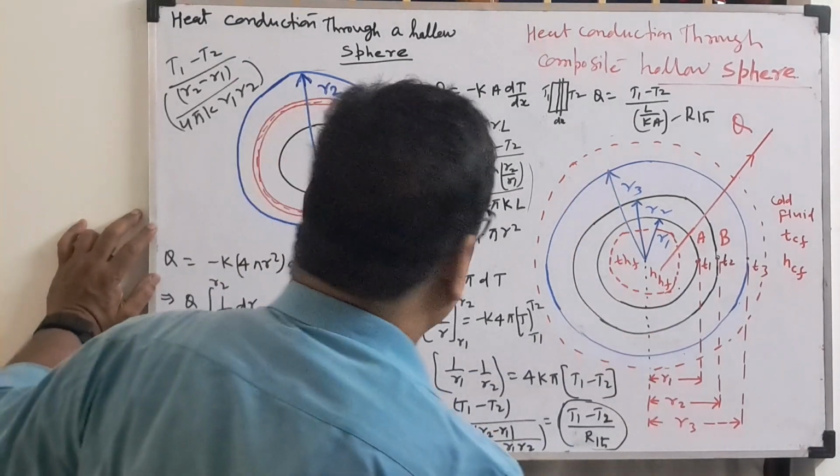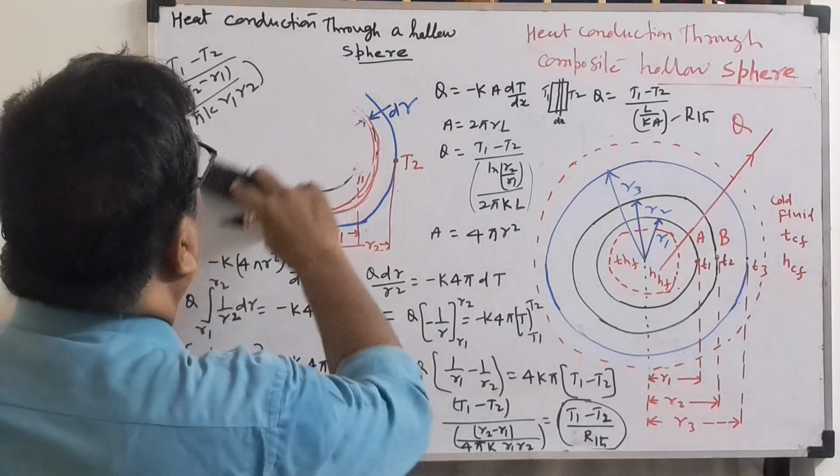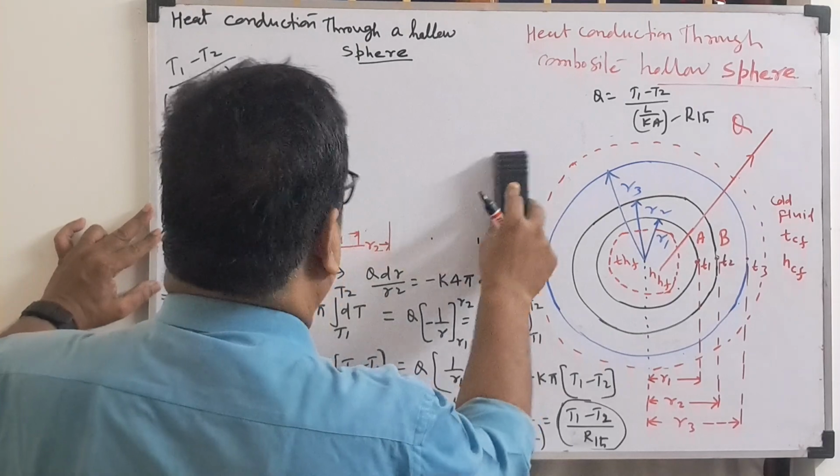So now we'll go to the composite wall. Now we'll derive the composite wall. Directly I'll write the formula now.